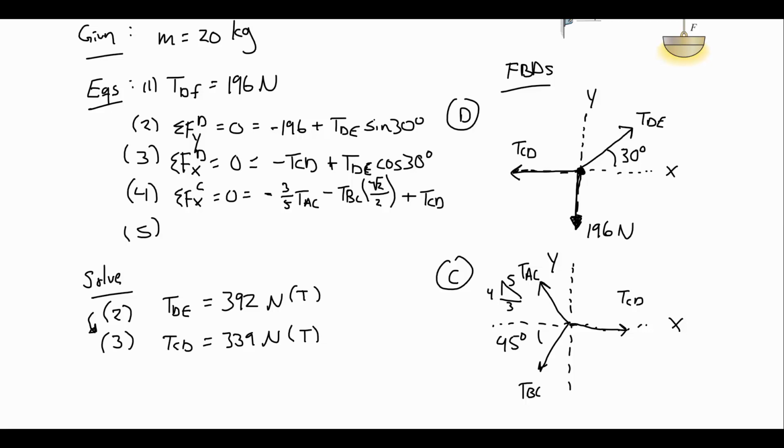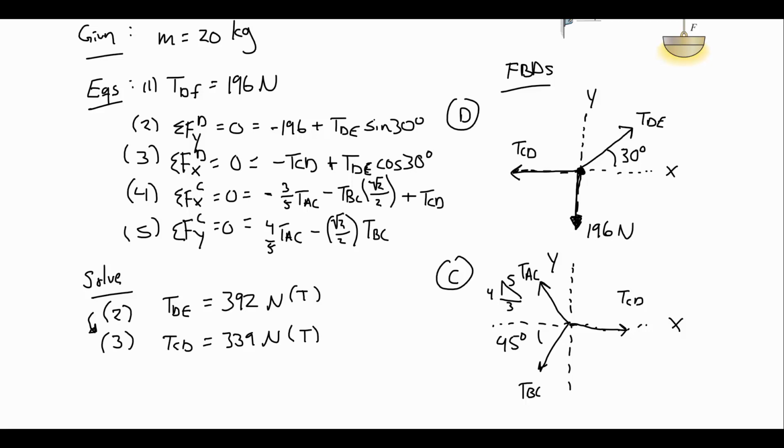So I'll go to my fifth equation, summing forces in the y direction in picture C. So here I have positive 4/5 TAC, since that is pointing up. And pointing down, I have minus sine 45, which again is root 2 over 2 if I want to be exact, TBC.